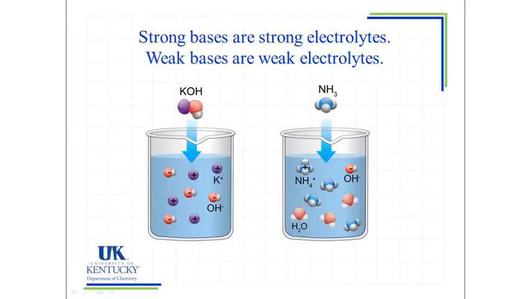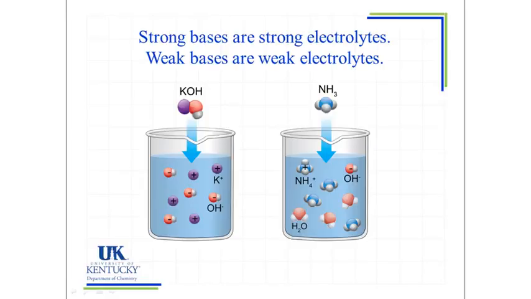Just like we talked about strong acids and weak acids being strong and weak electrolytes, we can talk about bases in the same way. Strong bases are strong electrolytes. They dissociate completely in water, such as what we see here with KOH. If I prepare a solution of potassium hydroxide, when I look at the solution, what I see are potassium ions and hydroxide ions, not KOH molecules.